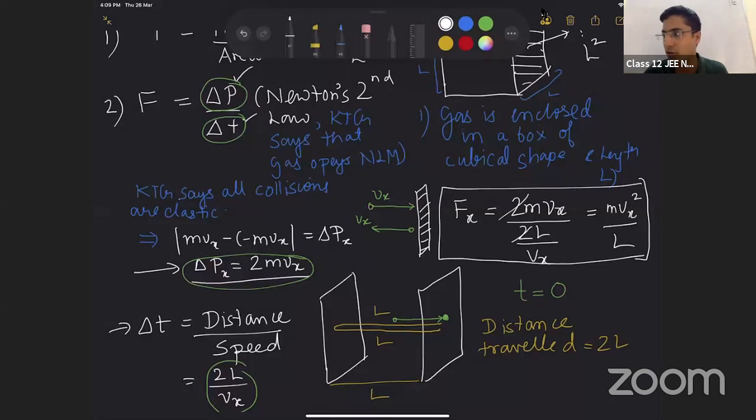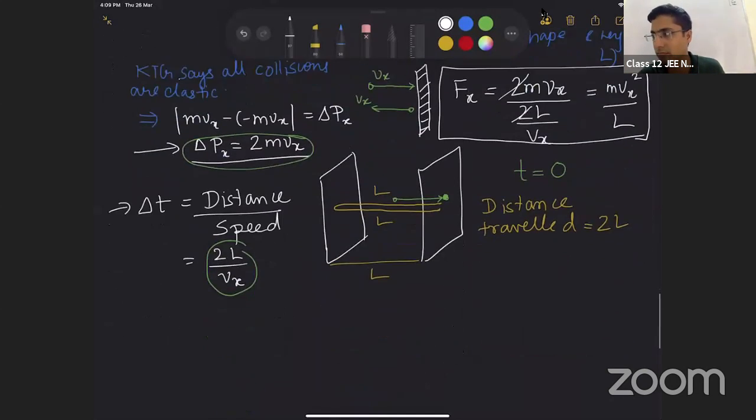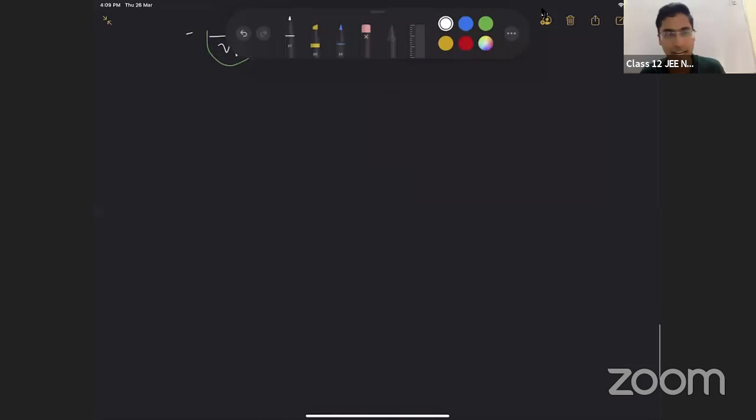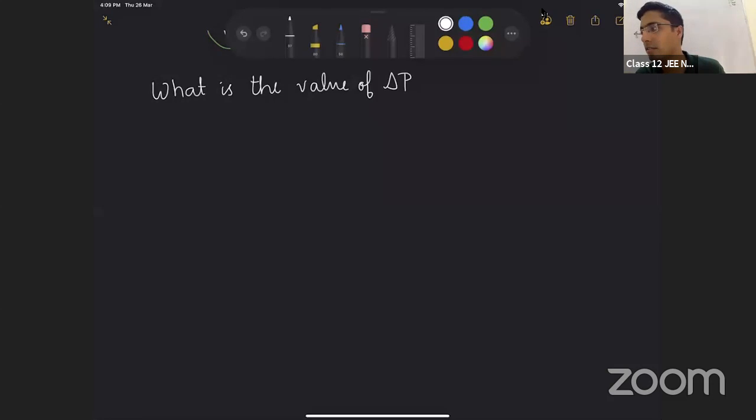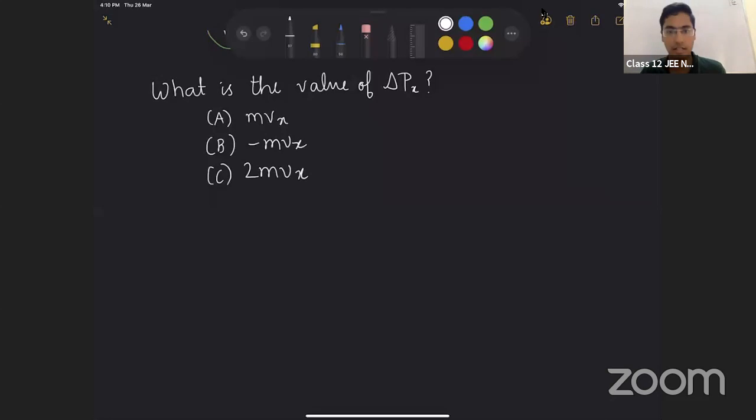Okay, so let me ask you a very quick question, just to make sure all of you are understanding it. In this derivation, what is the value of delta px? A, mvx; B, minus mvx; C, 2 mvx. Let me run a poll to make sure all of you understood this.